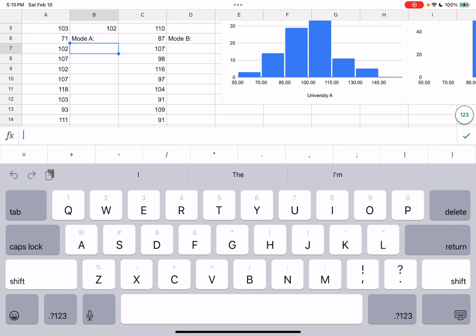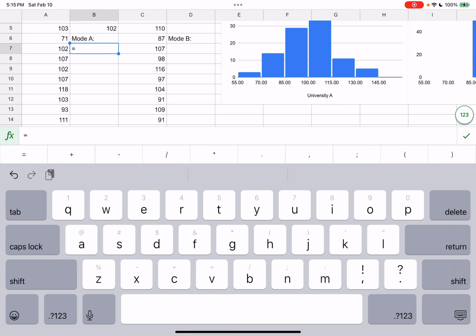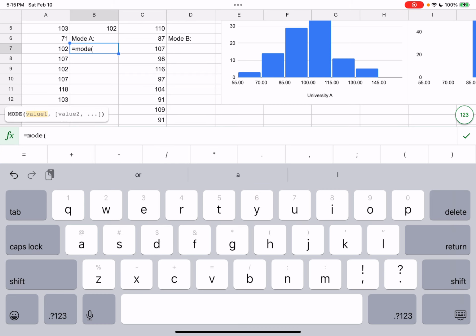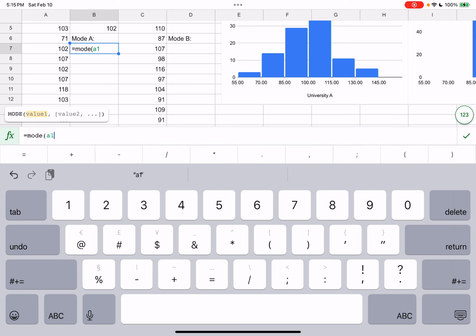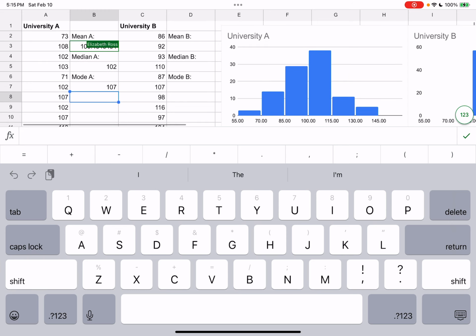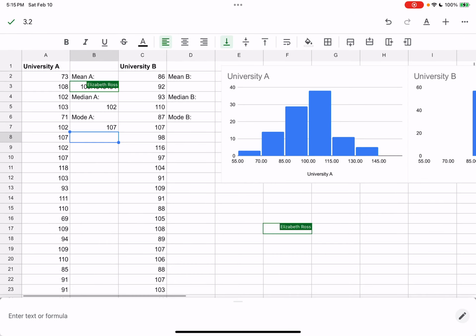And then mode is the same thing. Equals, type the word mode, and then same thing. On the computer, I often find it's easier to click and drag, but on the spreadsheet, sometimes it's simpler to type when I'm on my iPad here. So mean, median, and mode are calculated there. And then we could do it again on this one, mean, median, and mode.